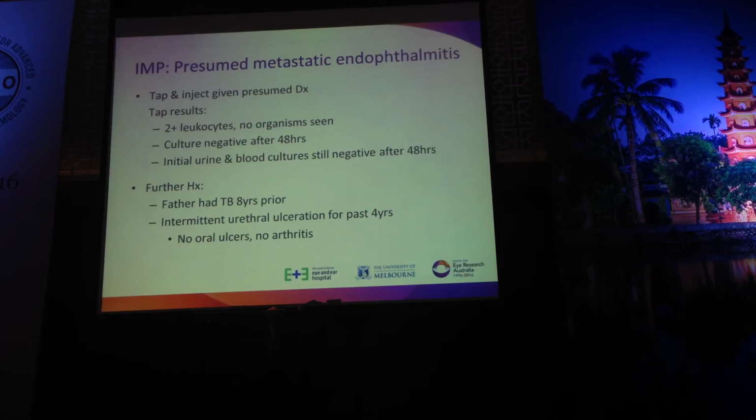Given his history of previous fevers 3 days earlier, it was presumed metastatic endophthalmitis, so we did a tap and inject, and it showed leukocytes, no organisms, culture negative after 24 hours, initial blood cultures and urine still negative, and on further history, we find out his father had TB 8 years prior, and he also had intermittent urethral ulceration, so he had intermittent ulcers. He had no oral ulcers, no arthritis.